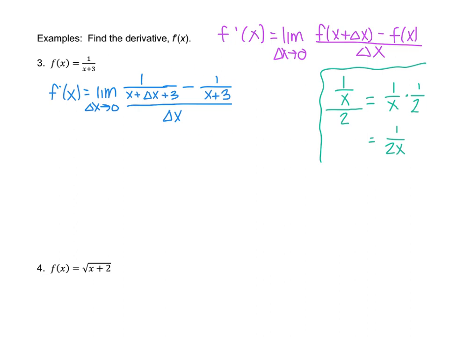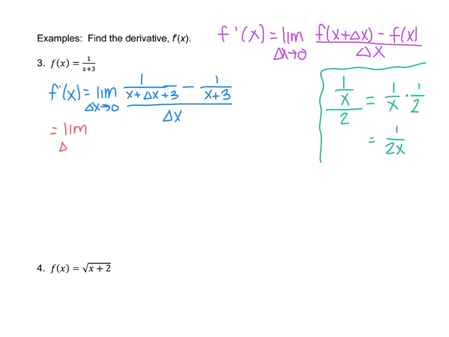So the first thing I'm going to do is split this fraction divided by delta x minus this fraction divided by delta x. And then from there, we'll be able to simplify even more. So I'm going to take this in very small steps, one at a time. So the first thing I'm going to do is break this down into 2 separate fractions.